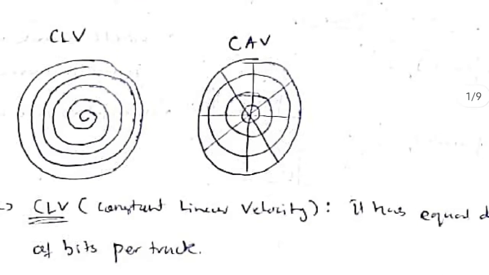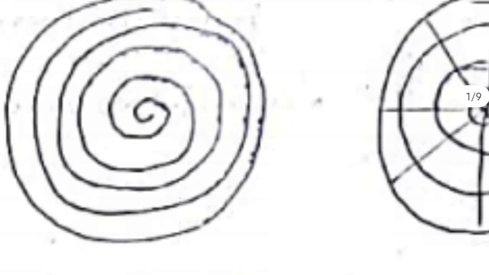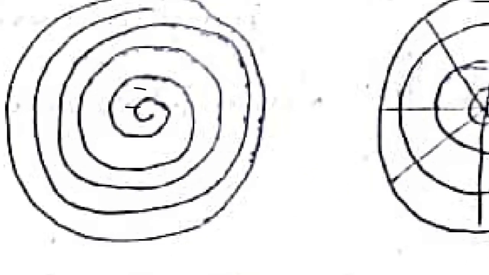Mainly there are two types of disk structure. First one is CLV, which means constant linear velocity. It has equal density bits. Means see here, every bit is spaced equally here. If you take any part of a disk here and calculate how many bits are there in this area, that much will be same in any other area also.